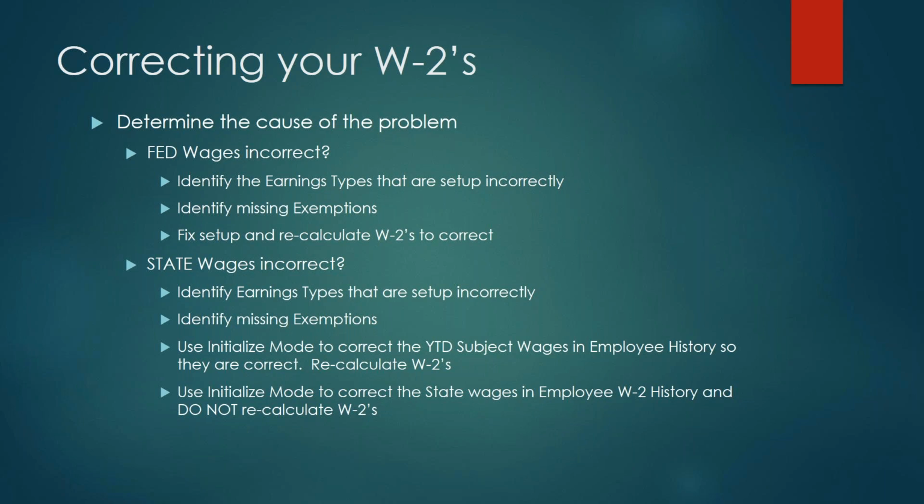Are your state wages incorrect? Identify the earnings types that are also set up incorrectly, and any missing exemptions. Use initialize mode to correct the year-to-date subject wages in employee history so they're correct, and then you recalculate. If you use initialize mode to correct the state wages in the W-2 history screen, do not recalculate the W-2s.